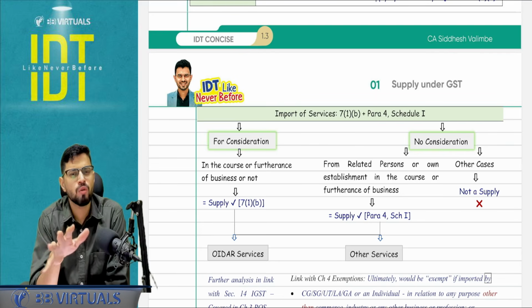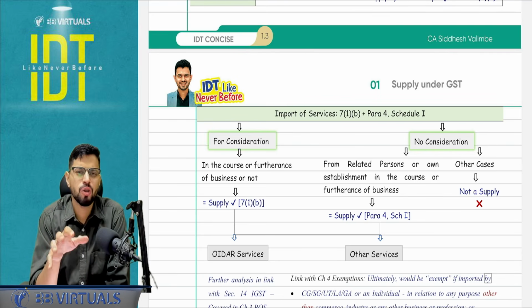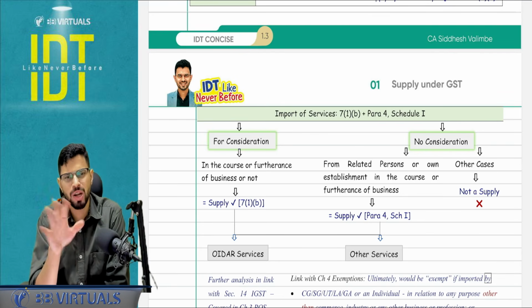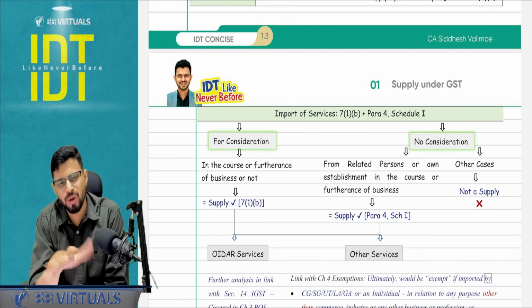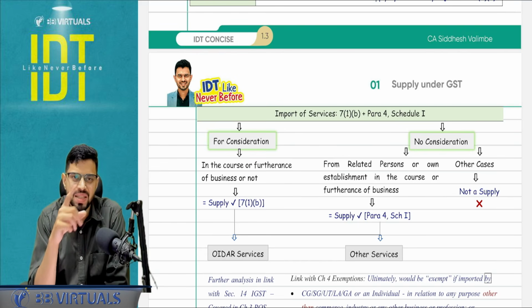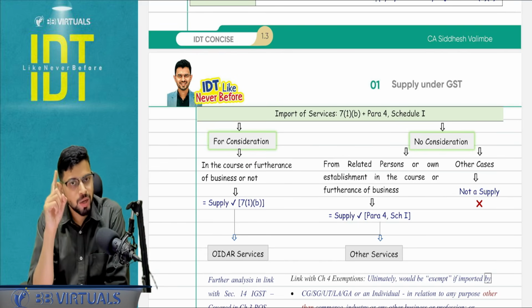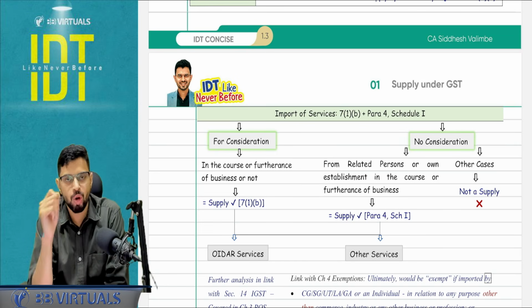If I'm importing for personal purposes and I'm doing it for free, the government says, okay, we don't want it to be a supply. It's your personal matter. You are getting it for free. We don't want it to be a supply. And sir, if the consideration is there, then schedule number 1, paragraph number 4 is not going to apply.